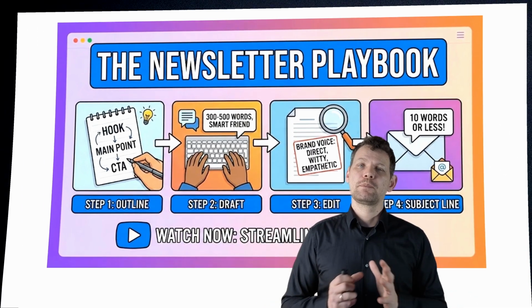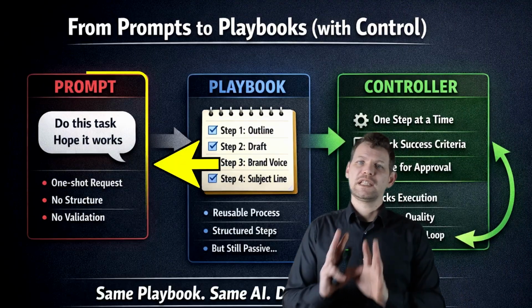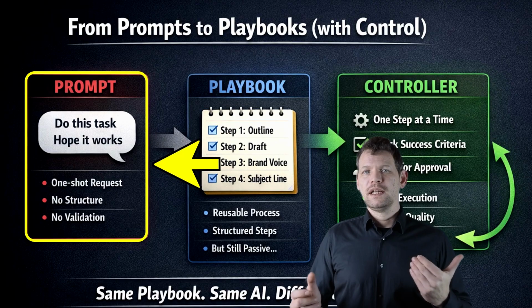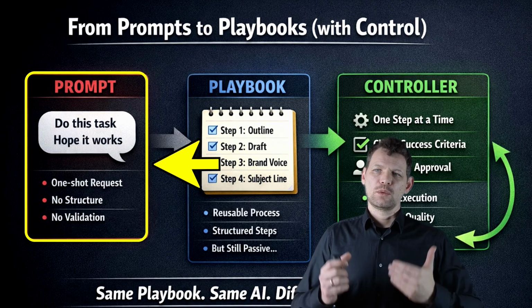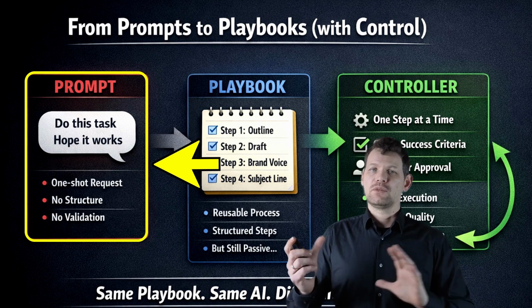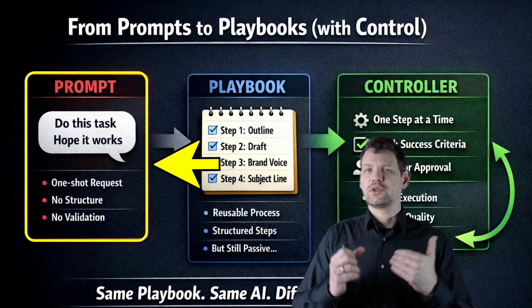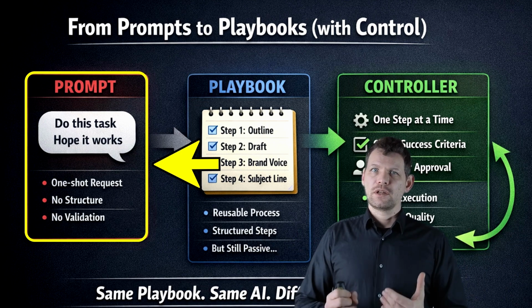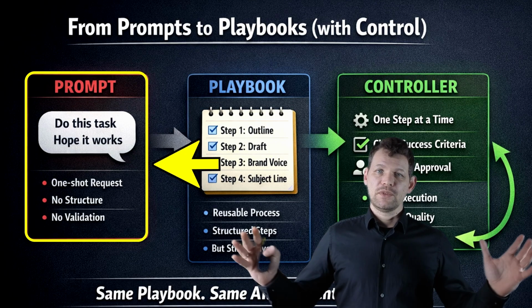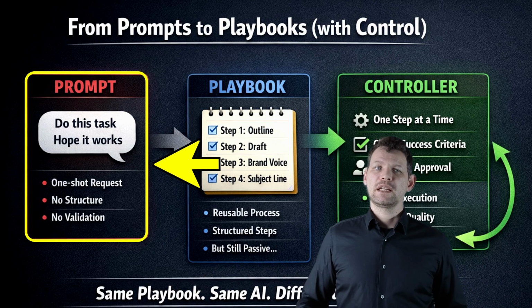Usually what people do when they're using these language models is create a prompt and then hope that this task works. You do it one time, there's no structure, there's no validation. I do have a video on how to create these prompts, but sometimes when you're doing things on a regular basis and they're a little bit more complicated, it's much better to have instructions. That's why you would create a playbook.